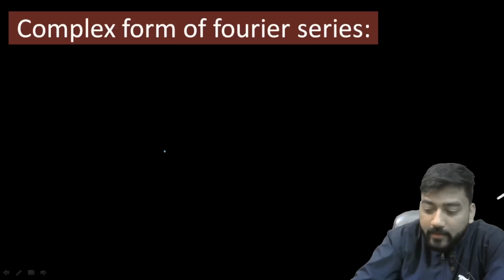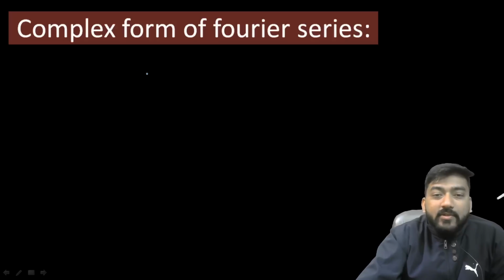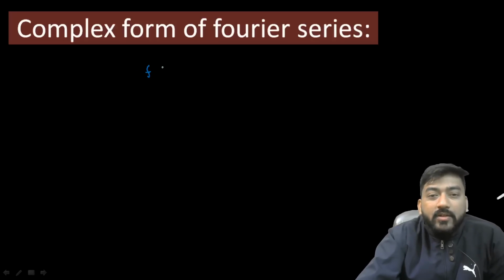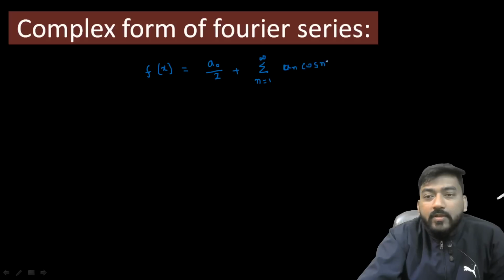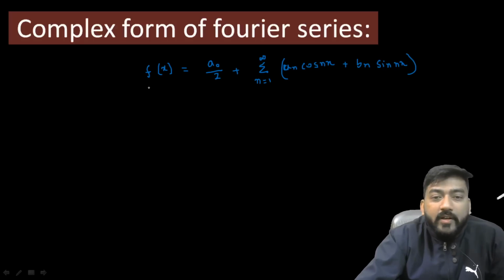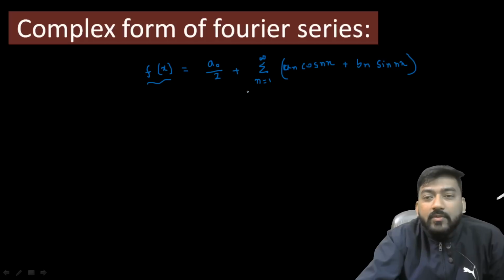So till now we have discussed these kinds of series. Suppose there is a periodic function f of x, and this can be expanded like a0 by 2 plus summation n equals 1 to infinity of a n cos nx plus b n sin nx. In this form we have already expanded a Fourier series of f of x within a given interval.